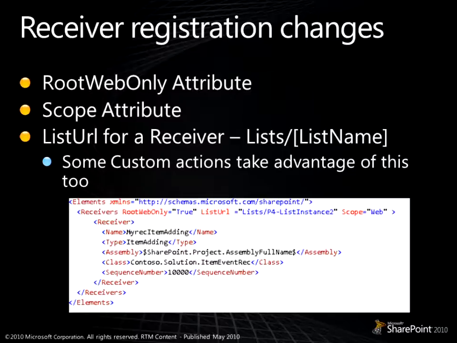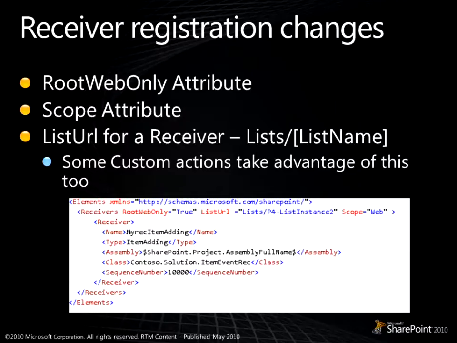When we are registering our event receivers, we are using the receivers element available within the feature framework. There are now new options available for registration purposes. We are able to define receivers to be activated only in a root web of the site collection. We can define the scope of the receiver, and the scope can be defined either to be a site or a web, meaning the site collection or a site within the site collection. We can also define the receiver only to be associated with a single list using the list URL.